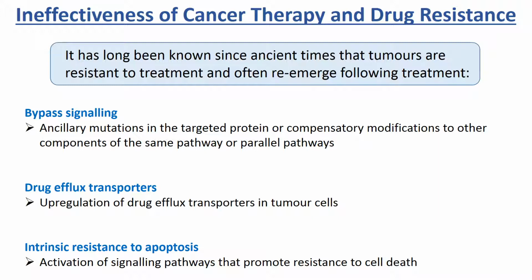Another reason for drug failure is due to the upregulation of drug efflux transporters. These transporters can transport the chemotherapeutic drug out of the cell. And lastly, some cancer cells have an intrinsic resistance to apoptosis. In these cells, there is activation of signaling pathways that promote resistance to cell death from the outset.